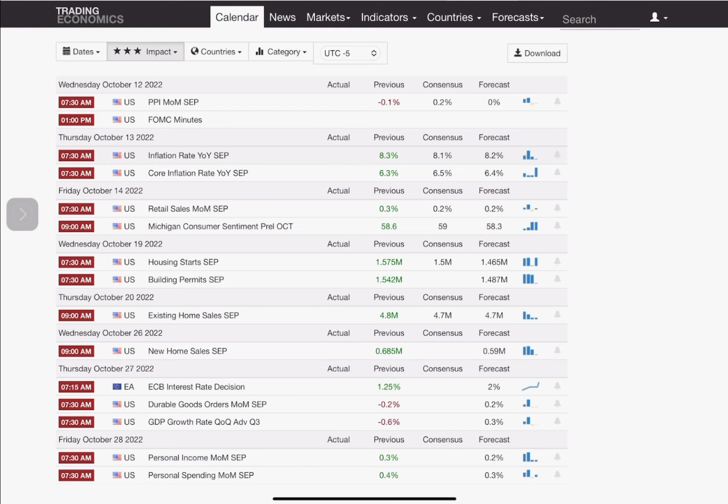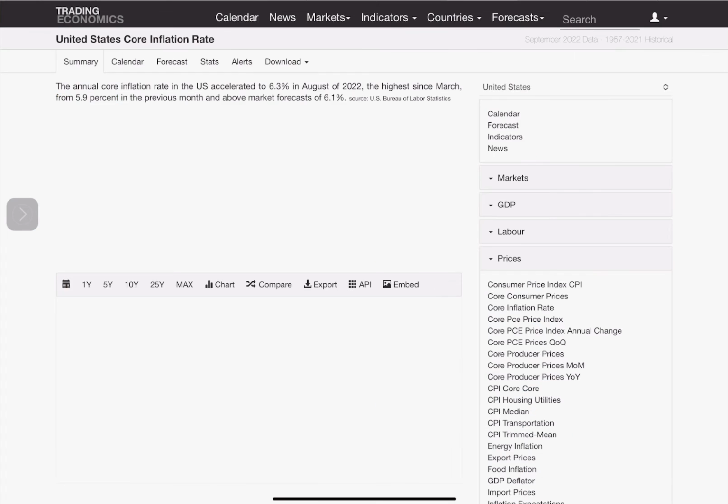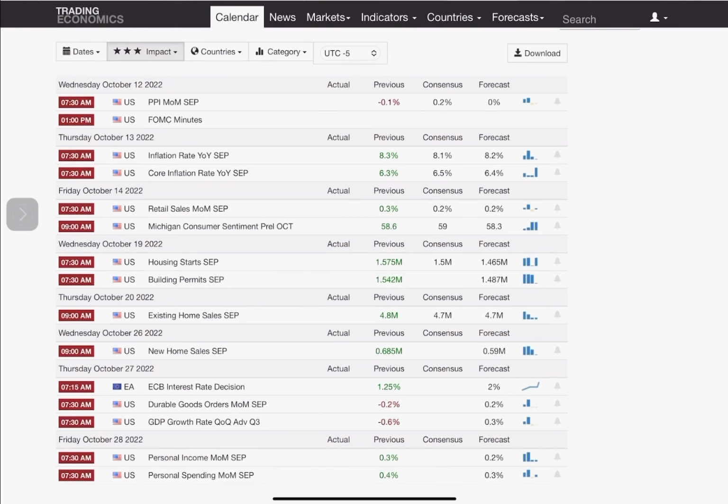The other area to pay attention to is the core inflation rate. As you can see here, the consensus is 6.5. Previous was 6.3. If we come in greater than 6.3 and less than 6.5, that is still bullish. Above 6.5, of course, is bullish. And we have this information that's coming out the 12th, the 13th, and the 14th. This right here will start the next trend of what is to happen next.